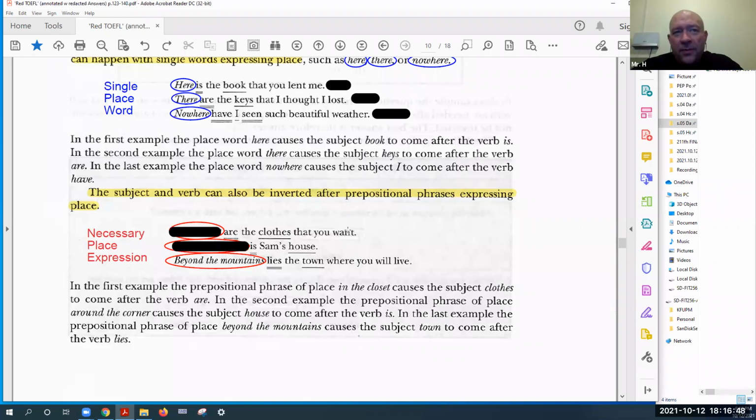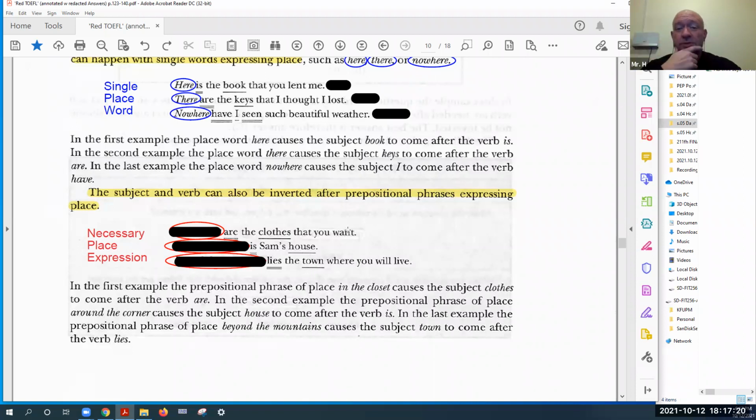Now, I'm going to cover them up. I want you to read them again. Rita, Al Harbi, Osama, read. Okay. Are the clothes that you want. Think about that. Now, think about this. Is this a complete idea? Are the clothes that you want? Is this a complete idea? No. Something's missing, right?